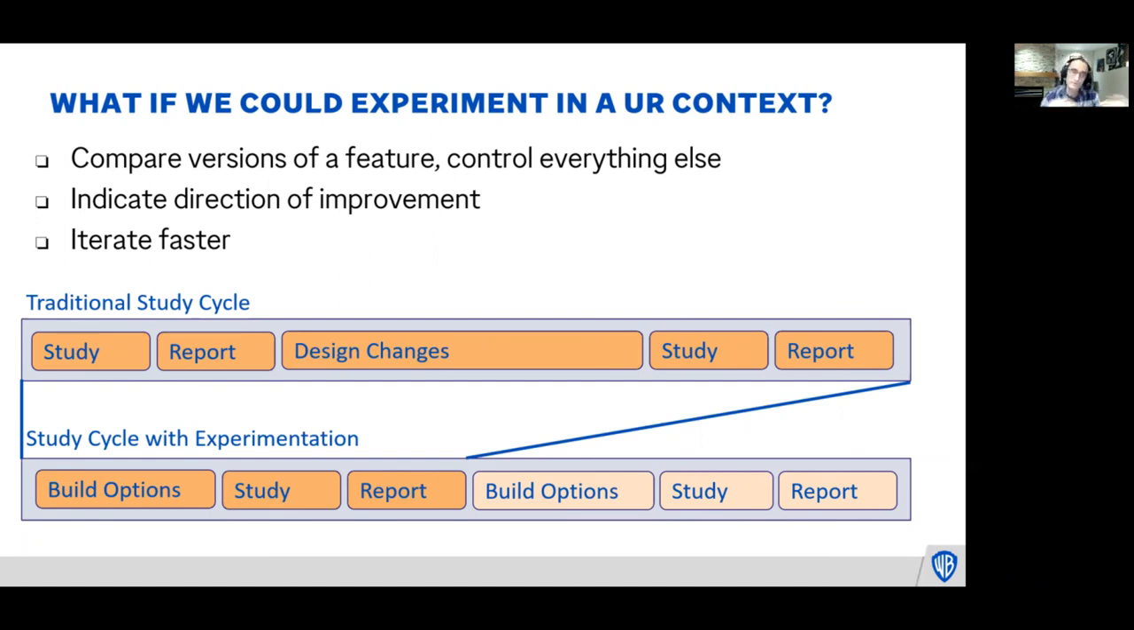If you experiment, however, and you run multiple builds at the same time, you spend a little bit of work up front building out the A and the B and the C, D, E, F, G options. However, once you run your study, you have a report that compares them, and ultimately, in less time, you've arrived at a more actionable set of insights for the design team.